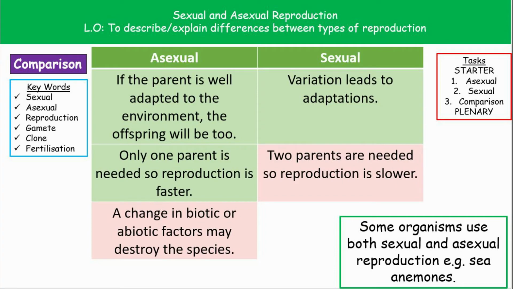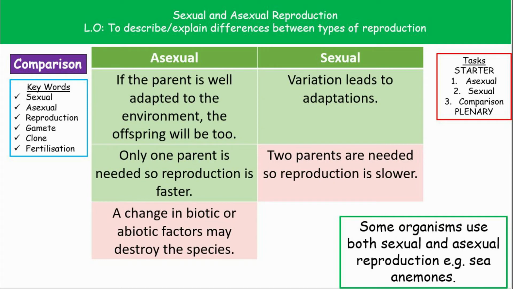So if we look at asexual reproduction first of all, then what we find is if we've got a parent that is well adapted to the environment, then the offspring will be too. Because remember, the offspring is an identical genetic copy of that parent cell. So if one's well adapted, then the rest will all be well adapted too. So that's a good thing.